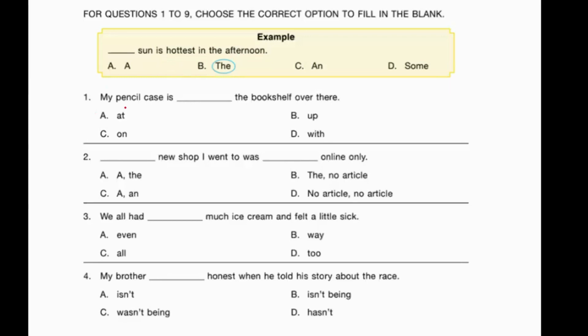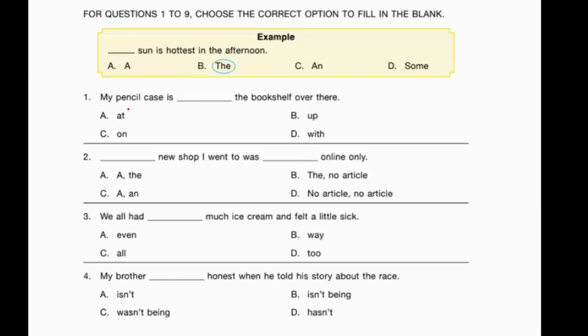Coming to the first question: my pencil case is dash the bookshelf over there. Here you have to choose the correct preposition, because it is about the position of the pencil case with respect to the bookshelf. The correct preposition to show this position is on. It can't be at, because at is used to show a position, or like an address.